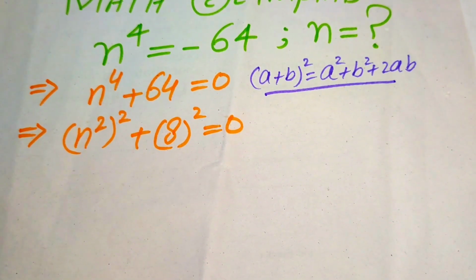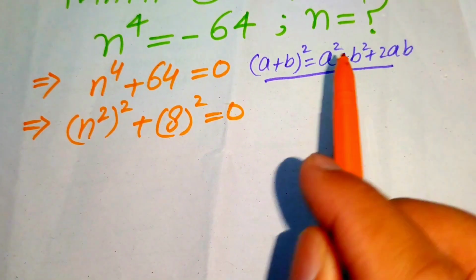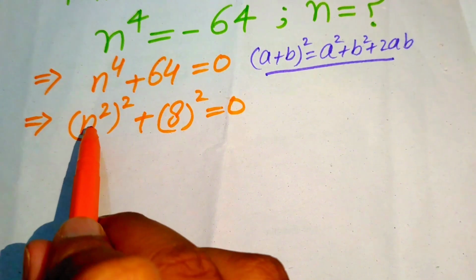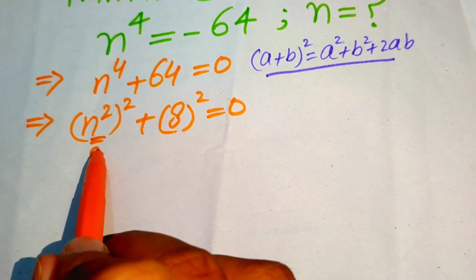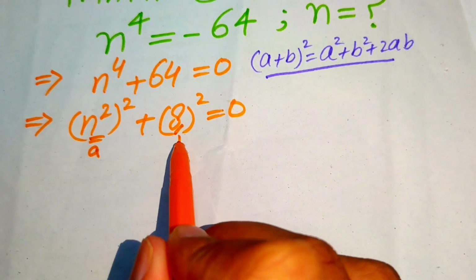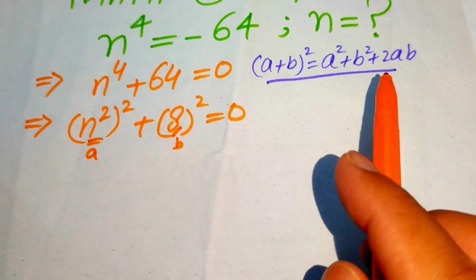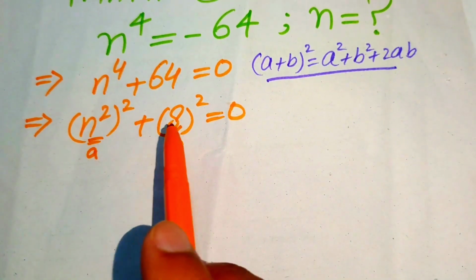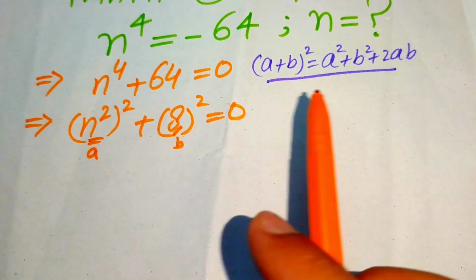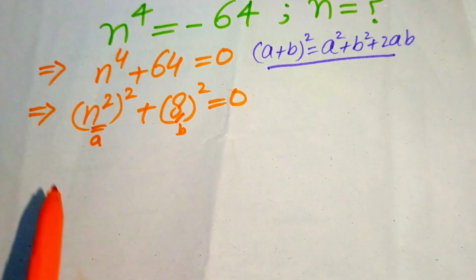So according to this identity, you see here we have two terms, a square and b square. So we call this as a square and this as b square. It means that n square is our a and 8 is our b. So here we need the term 2 times of ab. So now we have our a is n square and b is 8. So now we add our 2 times of ab and subtract 2 times of ab in the left hand side.